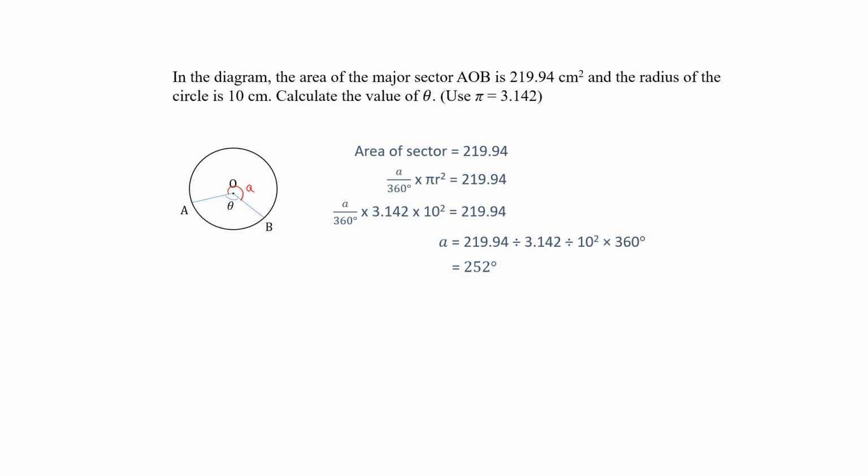So now you can calculate the theta. Theta is equal to 360 minus A, which is 252. This is equal to 108 degrees.